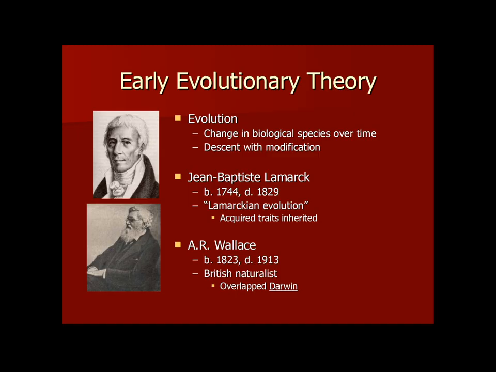So descent with modification. Descent from one generation to the next with modification, some kind of change from one generation to the next. And generally those are the changes in frequency of traits. They can be changes in traits themselves. We'll get into that a little bit as we go.